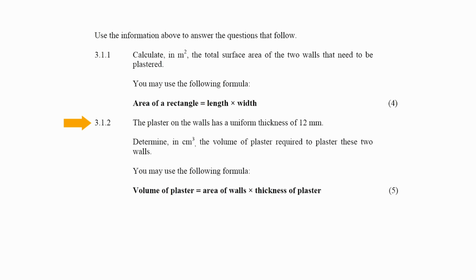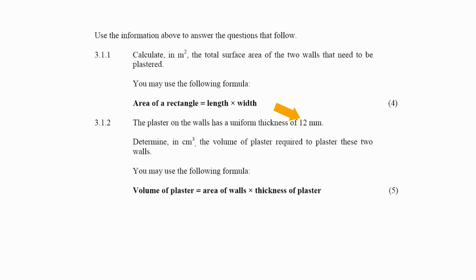In question 312, it is stated that the plaster on the walls has a uniform thickness of 12 millimeters. You have to determine in cubic centimeters the volume of the plaster required to plaster these two walls. You may use the following formula. Volume of the plaster equals the area of the walls multiplied by the thickness of the plaster. Since you are required to give the answer in cubic centimeters, you have to convert both the thickness of 12 millimeters to centimeters and the total surface area that was calculated in question 311 of 22,825 square meters to square centimeters.